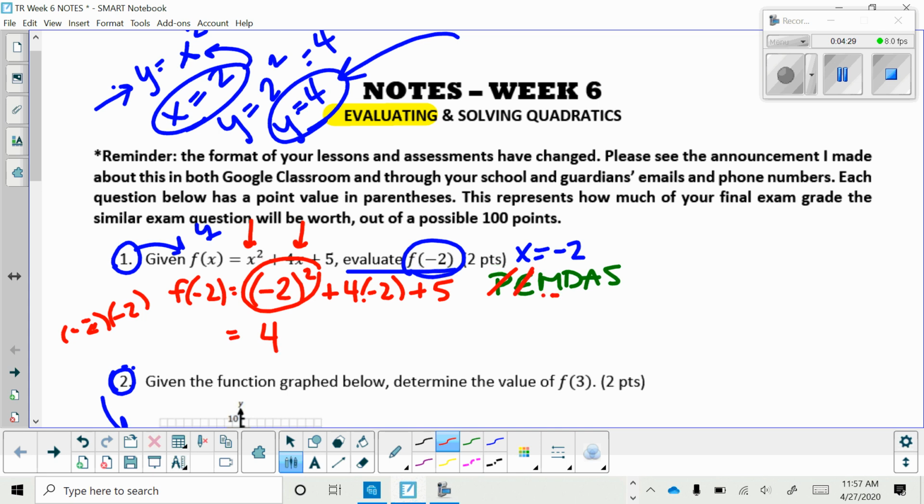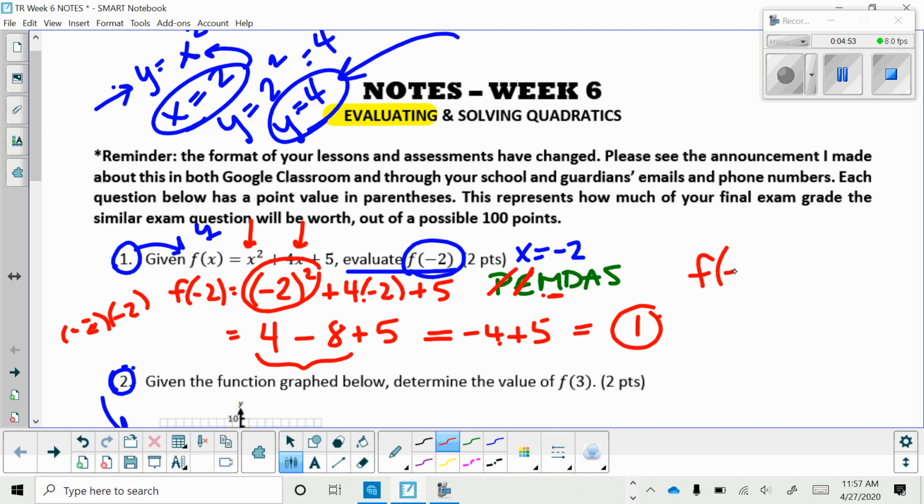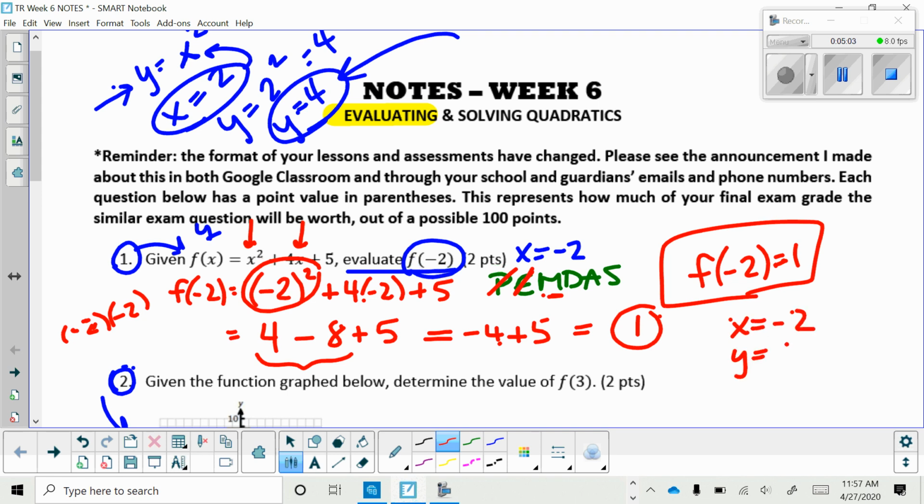So now we do M for multiplication. That's the 4 times the negative 2. That's a negative 8. And then the plus 5. And now you can do addition or subtraction from left to right. 4 minus 8 is negative 4. And then plus the 5 is 1. So your answer is 1. And sometimes people like to write the function notation still and say f of negative 2 is 1. You can write it in either form. But it's basically saying when x is negative 2, y is 1.